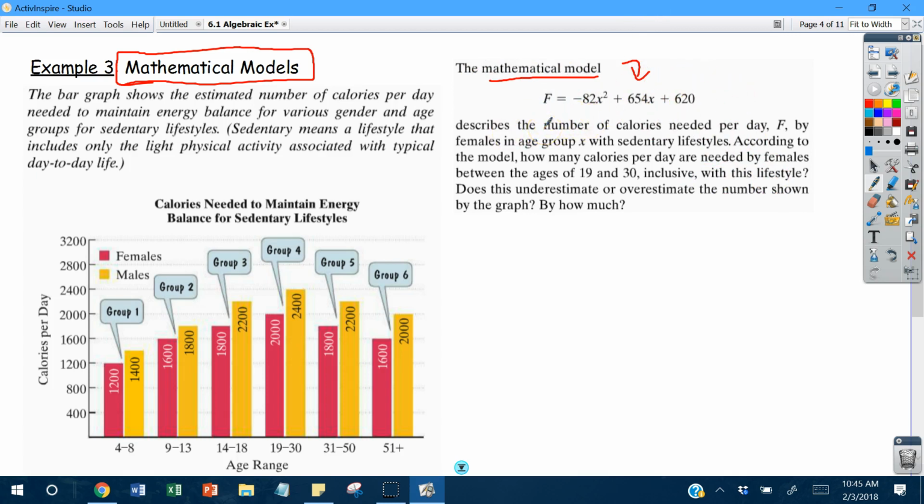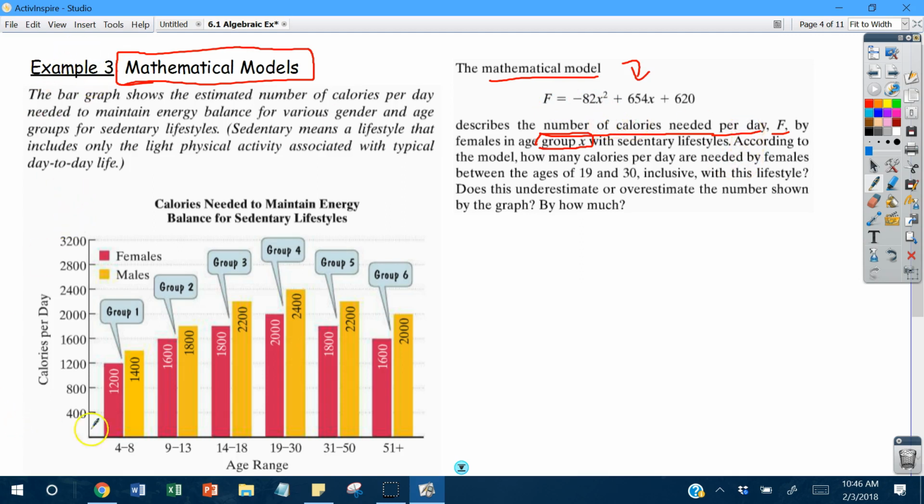It describes the number of calories needed per day, F. So it calls F the number of calories you need per day, every day, and it's by females in age group X with sedentary lifestyles. According to this model, how many calories per day are needed by females between the ages of 19 and 30 inclusive with this lifestyle? So X is the group number, which we're going to see on that bar graph, and F is the number of calories you need per day.